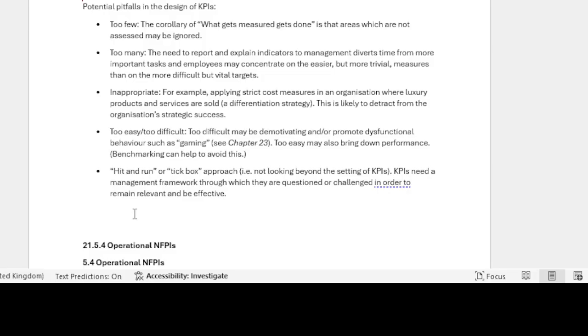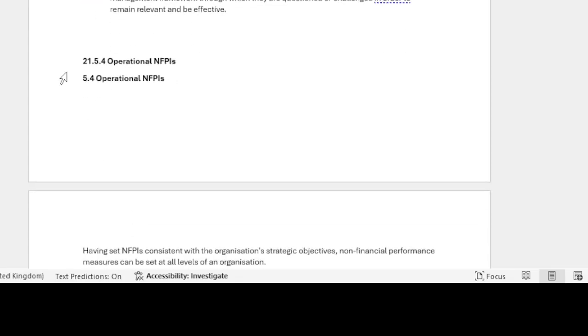Then lastly, we have a pitfall of hit and run, or we could also call it the tick box approach. Here, the KPIs need a management framework through which they are questioned or challenged. Otherwise, they will not remain effective, or they will not keep relevant to an organization. So we have to continue trying to find out if this KPI is still relevant at this particular stage in an organization.